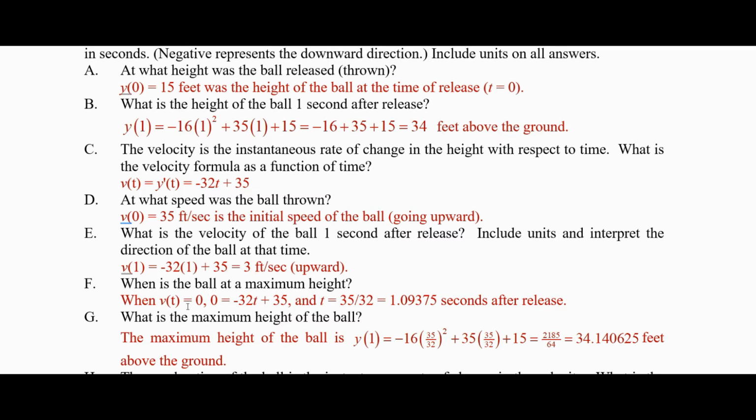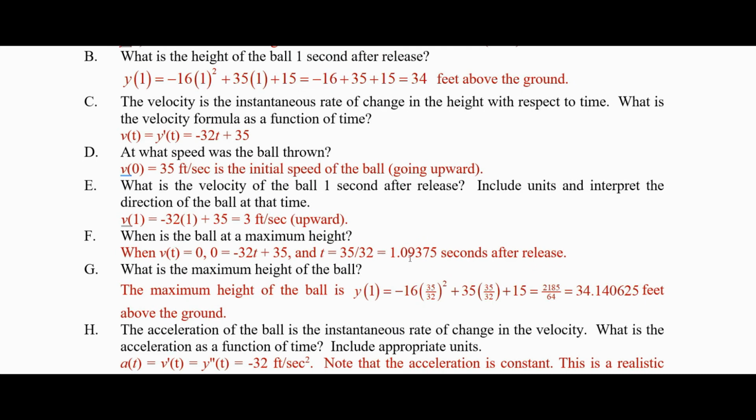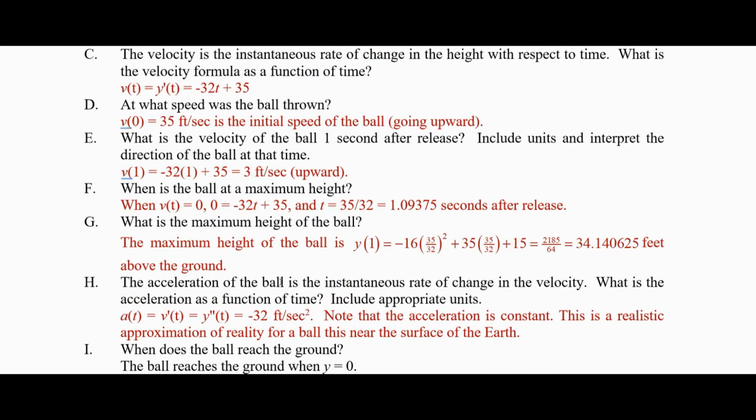When is the ball at a maximum height? Well, we want the velocity to be 0 at the maximum height. In other words, the derivative of the original function to be 0. So plug that 0 there and solve for t. Add 32t to both sides, divide by 32. So t is 35 over 32, or exactly 1.09375 seconds after release. At 1 second it was pretty close to its top, just a little bit after that. 3/32 of a second later, it's at its maximum height.